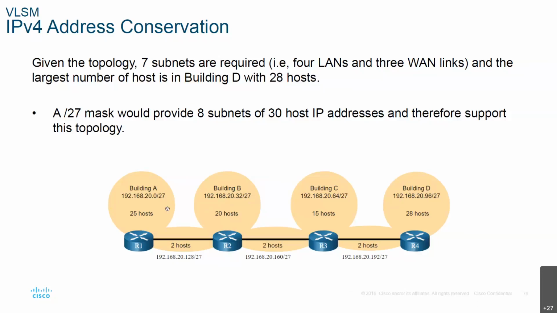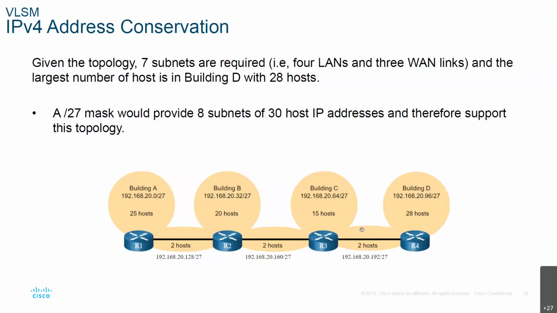We can say that only building D uses the highest, which is 28 hosts, correct? And we are using a /24 mask. A /24 means 24 bits network and 8 bits host. But when you say /27, that means you have taken 3 bits from the host and made it 27. 32 minus 27 means you have only 5 bits in the host. 2 to the power of 5 minus 2 devices you can add, which is okay.